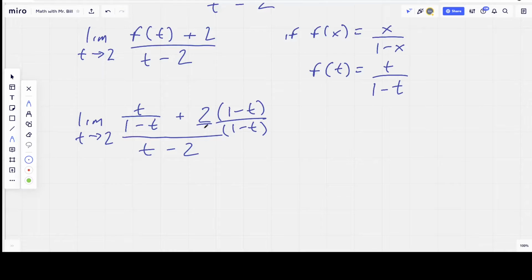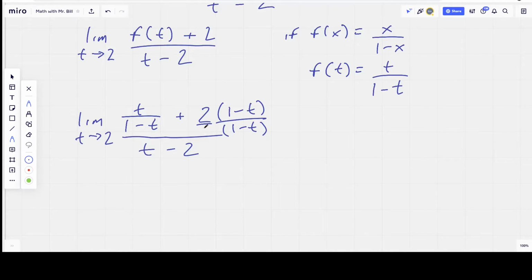Okay, so let's go ahead and distribute that 2 and combine both fractions, and we'll see what that gives us. So it's going to have t plus 2 minus 2t all over 1 minus t, and then that whole thing will be over t minus 2. So we have this fraction up on top, and it's going to be divided by t minus 2. Okay, so now let's continue simplifying, continue bringing things together.